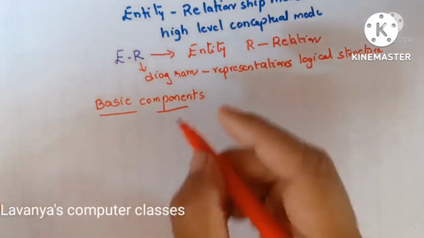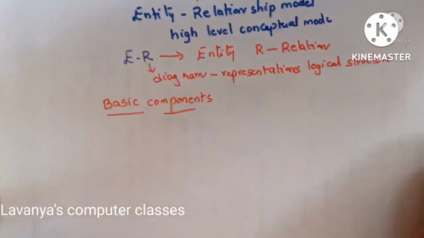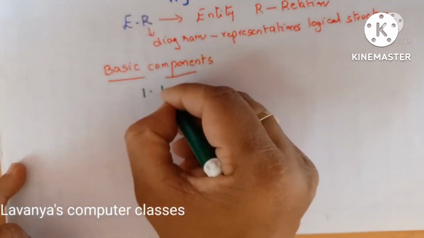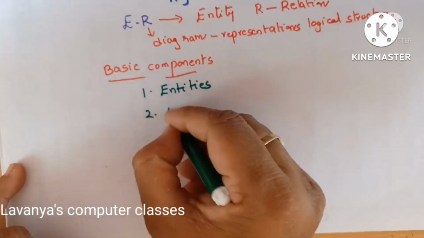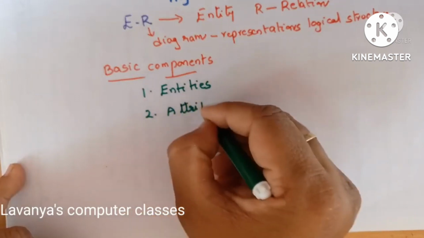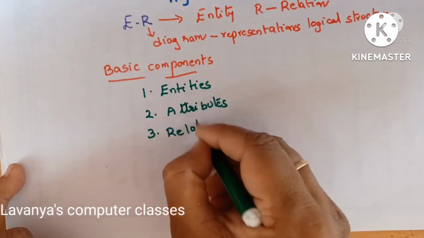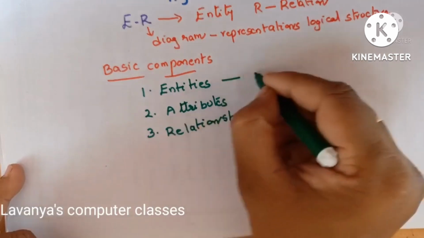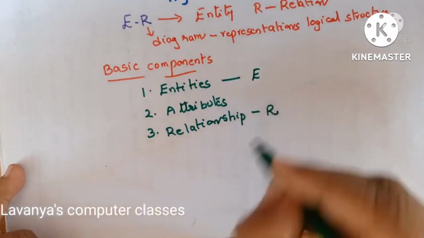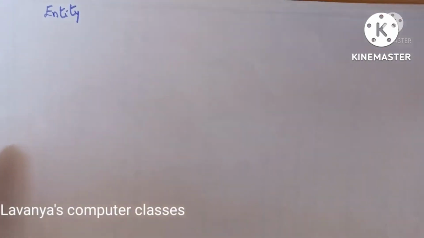Mostly there are three basic components. One is entities. Second is attributes. Third is relationship. Entities, attributes, relationship. These three are called the basic components of ER diagrams. E for entity and R for relationship, that is what is called an ER diagram. Now we'll explain the first component of the ER diagram, that is entity.